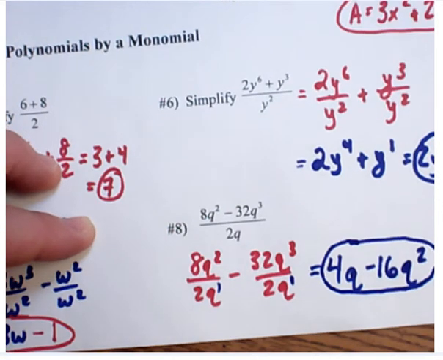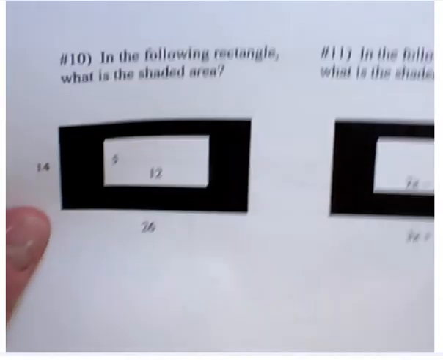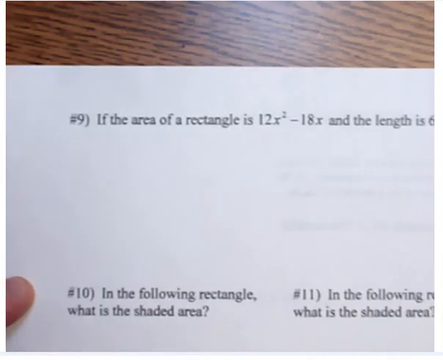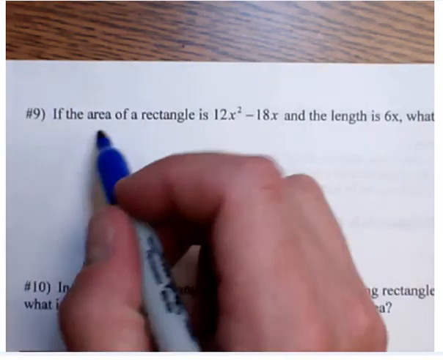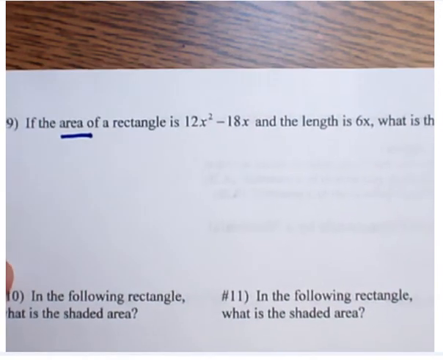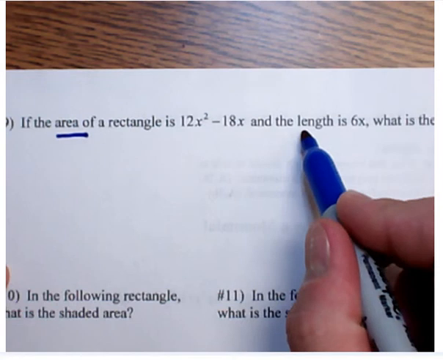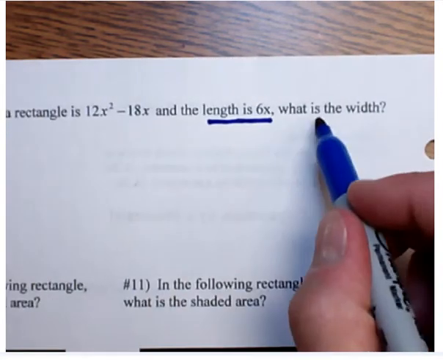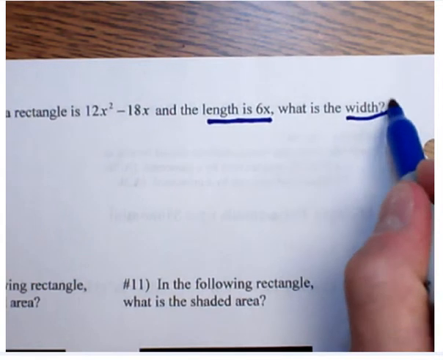Alright, so that's the front. Go ahead and flip it on to the back, and let's look at a few more examples. So here we go, number 9. If the area of a rectangle is 12x squared minus 18x, and the length is 6x, the question is, what is the width? What is the width? That's what we need to find.